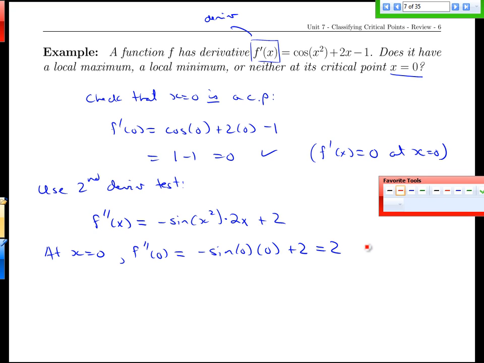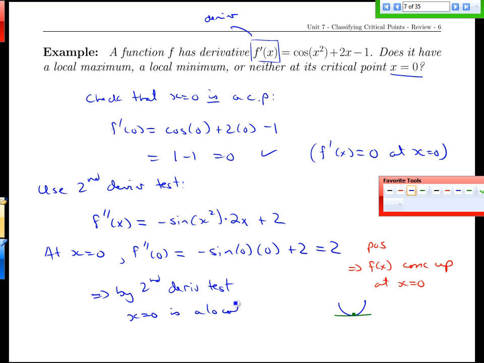That's 2. That's positive, which means that the original function is concave up at x equals 0. And that means the shape concave up is like that. So our critical point at x equals 0 must be a local minimum. So by the second derivative test, x equals 0 is a local minimum of our function f of x.